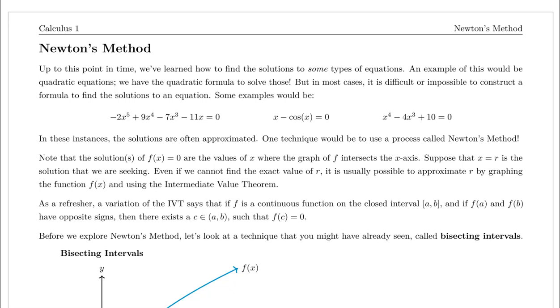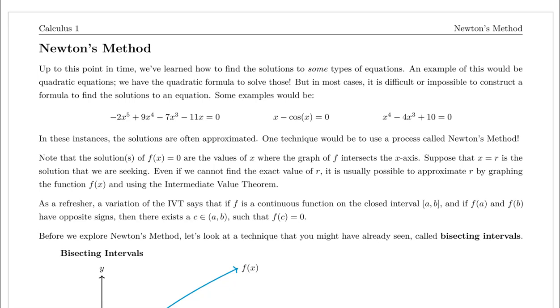Some examples would be given here. In these instances, the solutions are often approximated. One technique would be to use a process called Newton's method. Note that the solution or solutions of f of x equals 0 are the values of x where the graph of f intersects the x-axis.